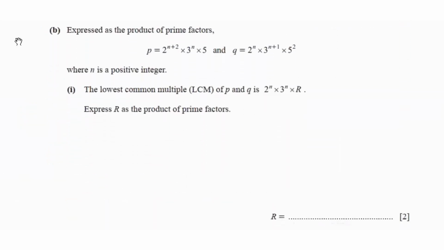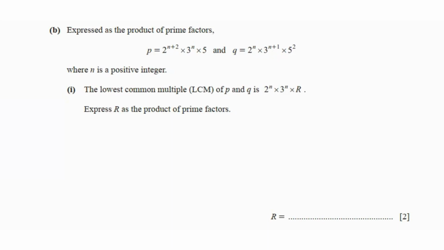Expressed as the product of prime factors, p equals 2 to the power of n plus 2 times 3 to the power of n times 5. And q is 2 to the power of n times 3 to the power of n plus 1 times 5 square, where n is a positive integer. The lowest common multiple of p and q is 2 to the power of n times 3 to the power of n times r. So express r as the product of prime factors.